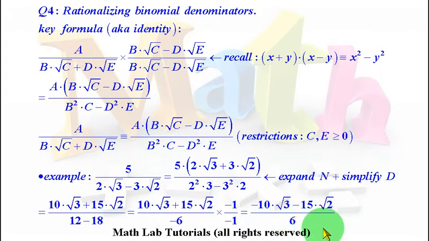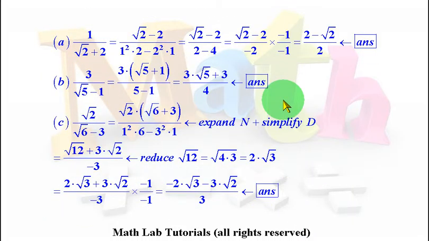Okay, let's go on to the next slide. We're going to do some problems now that require rationalizing the denominator. Let's look at A. We have 1 all over root 2 plus 2.